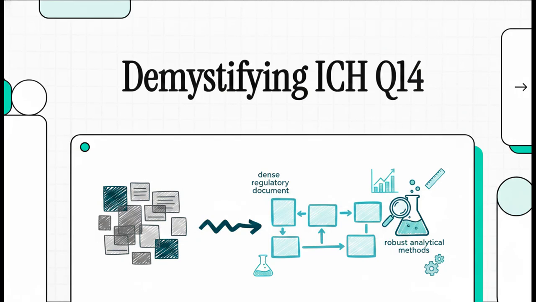Welcome to this explainer. Today, we're diving headfirst into the ICH Q14 guideline, and our goal is pretty simple. We're going to transform what is honestly a pretty dense regulatory document into a clear, structured roadmap for building truly robust analytical methods. If you work anywhere in pharmaceutical analysis, or really any scientific field that relies on precise measurements, this is absolutely crucial. It's the foundational blueprint you've been looking for.